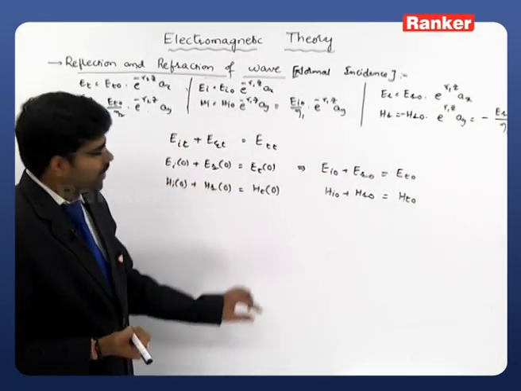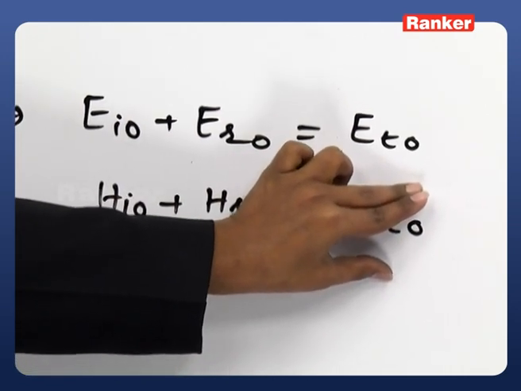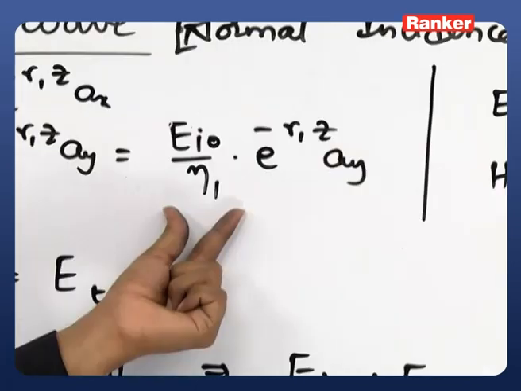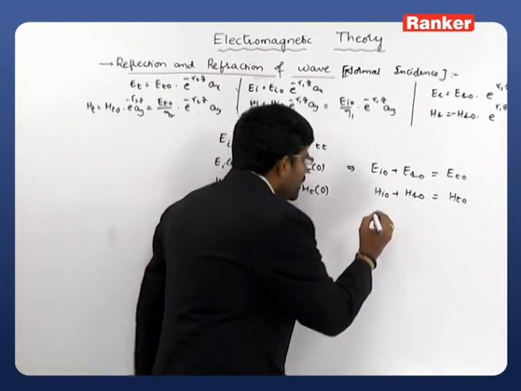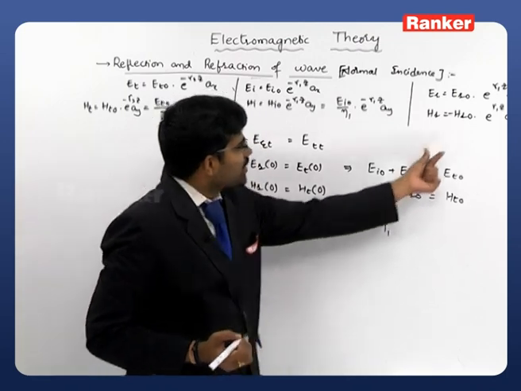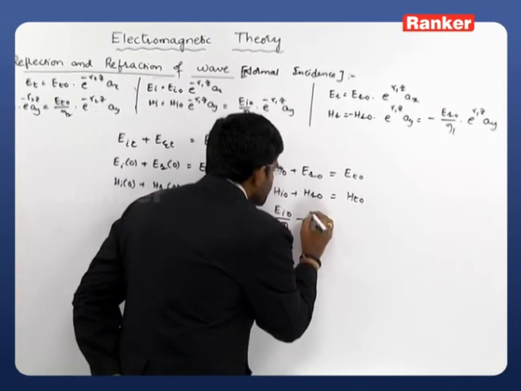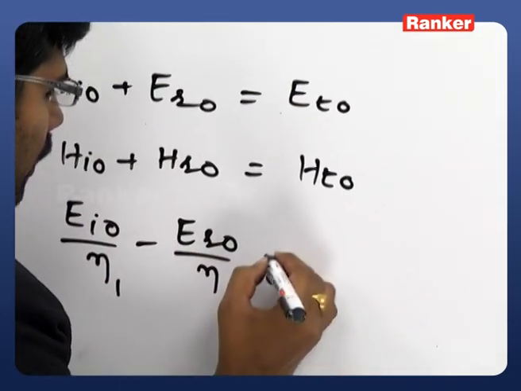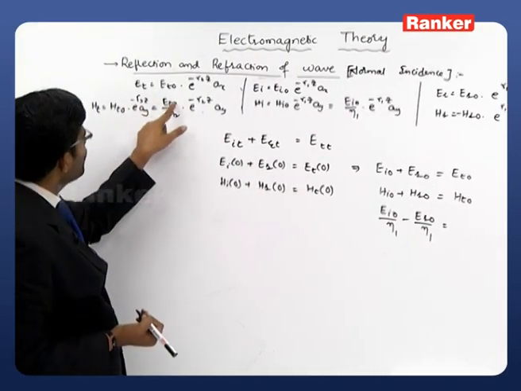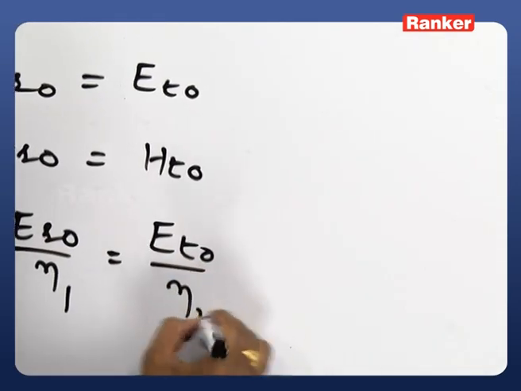But what I am doing is rewriting HI naught, HR naught and HT naught in terms of electric fields and the characteristic impedances. So HI naught is simply EI naught by eta 1. HR naught is equal to minus ER naught by eta 1, which is equal to HT naught. HT naught can be written simply as ET naught by eta 2.